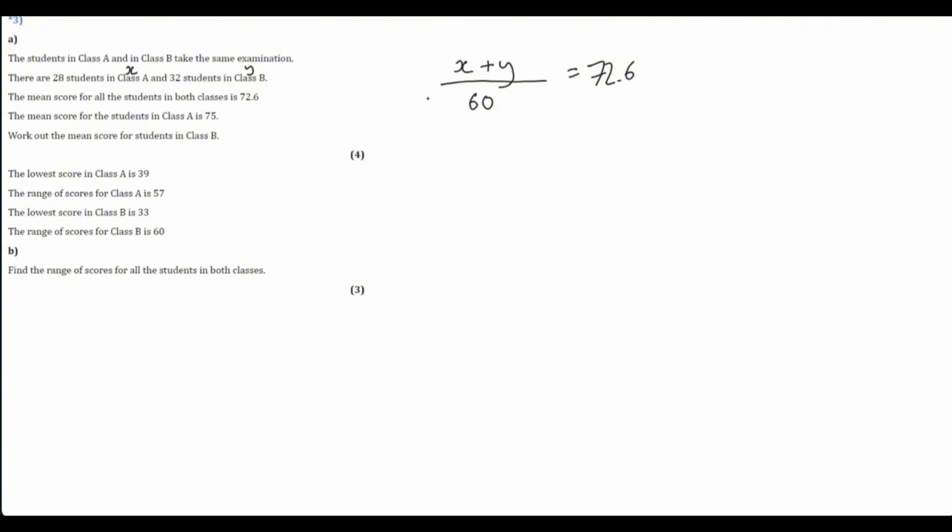What I could do here is times out the 60 to get X plus Y, so 72.6 times 60, and that will give me 4,356. Just leave that there for a second. It does then say that the mean score for the students in class A, so X, remember we called that X, is 75. And now remember, how many people are in class A? 28. So times by 28, and we will get our value for X. And if we do that, we get 2,100. So I can go back to equation 1. Let's call that equation 1.